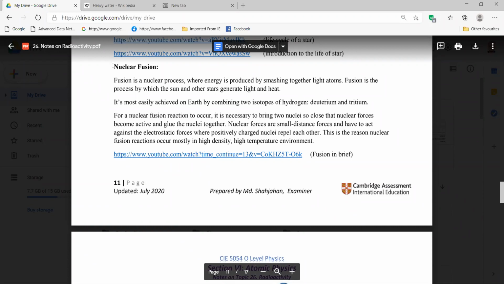For a nuclear fusion reaction to occur, it is necessary to bring two nuclei so close that the nuclear forces become active and glue the nuclei together. Nuclear forces are short distance forces and have to act against electrostatic forces, where positively charged nuclei repel each other. This is the reason nuclear fusion reactions occur mostly in high density, high temperature environments.